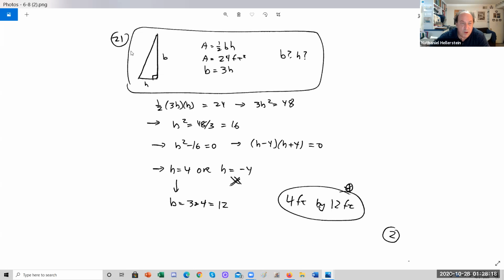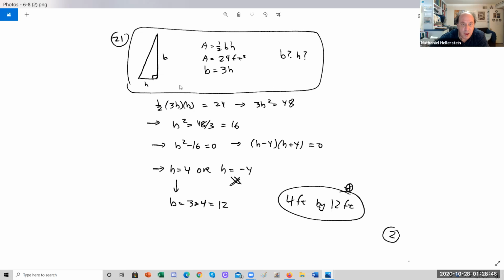Now, for number 21, they had a picture, in nice, expensive four-color printing to improve the price of the book. It shows a sailboat sail. There's a b and h. Area is 1/2 b times h. Area is 24 square feet. The b is 3 times h. And what are these? Well, it's easy enough.